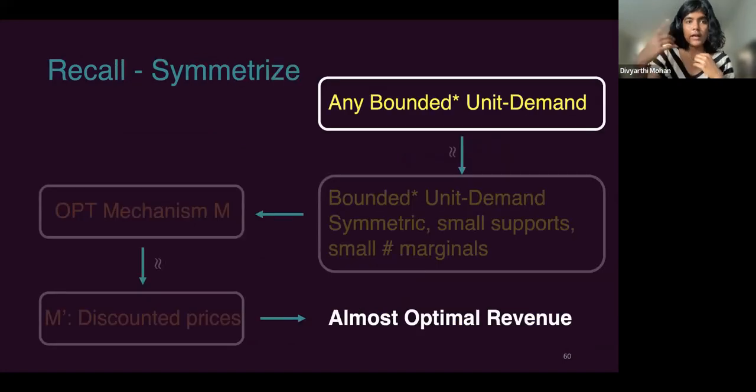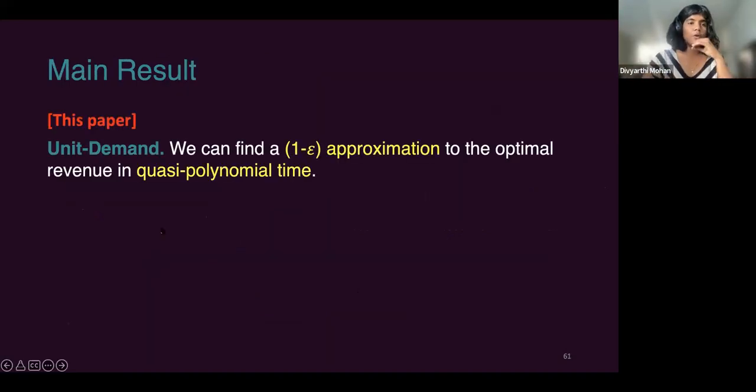So also recall that I said that we can symmetrize any bounded distribution to preserve revenue and get almost optimal revenue. But it turns out that our result actually holds for any almost bounded distribution. So we can do a careful symmetrization of any almost bounded distribution to preserve the revenue and get almost optimal revenue in quasi-polynomial time. So putting these two things together, we get our main result. In the unit demand setting, as long as the items are from a product distribution, we can get a 1 minus epsilon approximation to the optimal revenue in quasi-polynomial time in n.